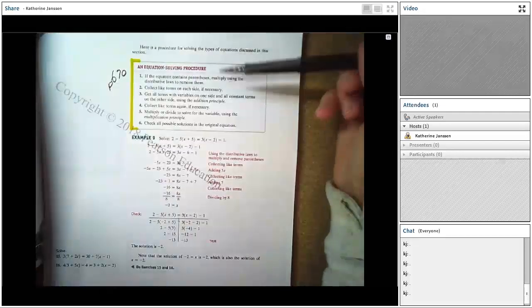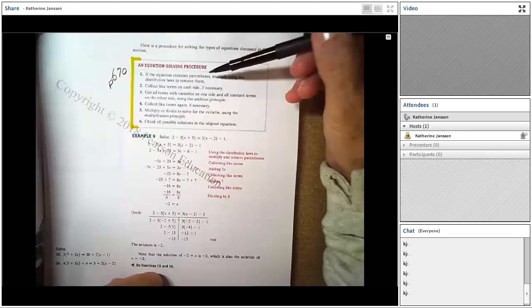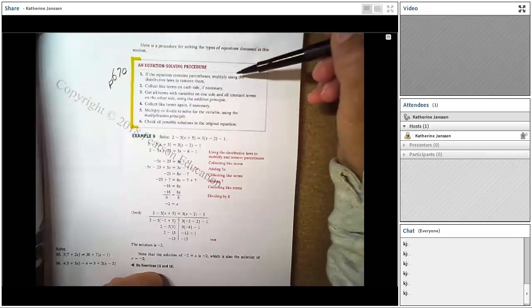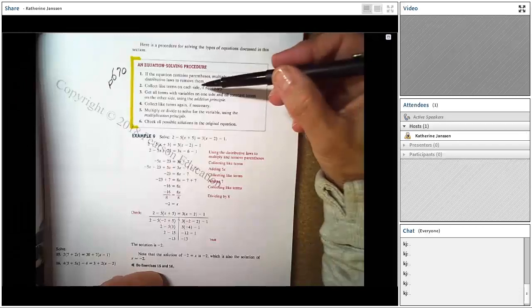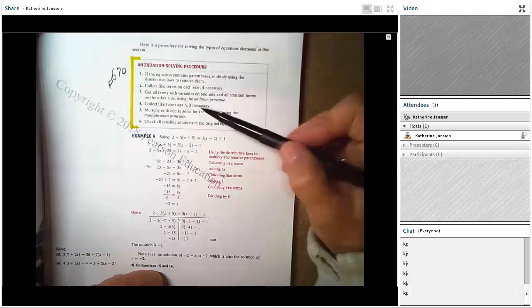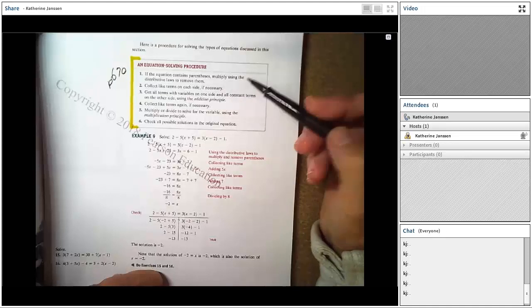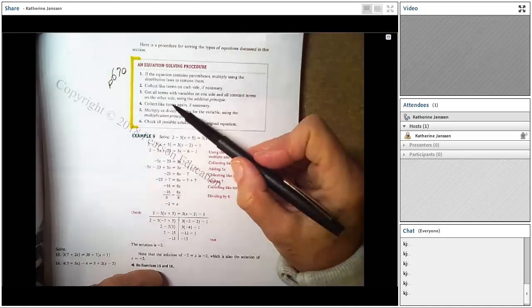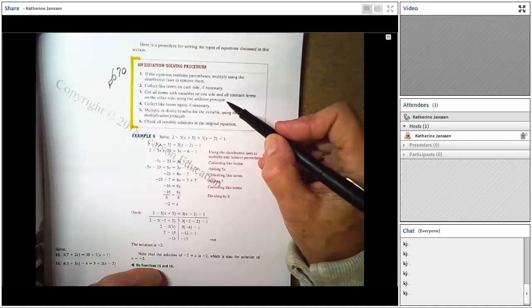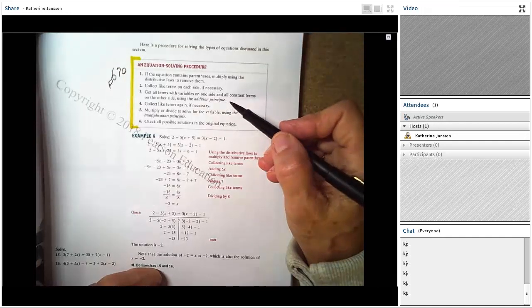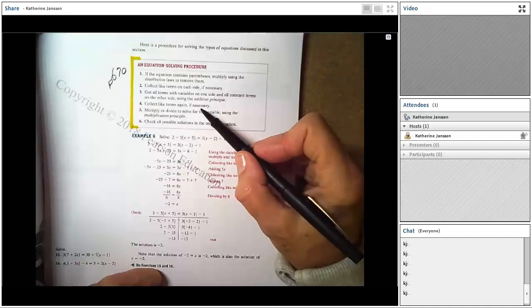Solving an equation. If the equation contains parentheses, of course, multiply using the distributive laws to remove them. Collect any like terms. Get all terms with variables on one side of the equation and all constant terms on the other side of the equation, using the addition principle over and over as necessary to move terms to the other side of the equation. Collect like terms if possible.